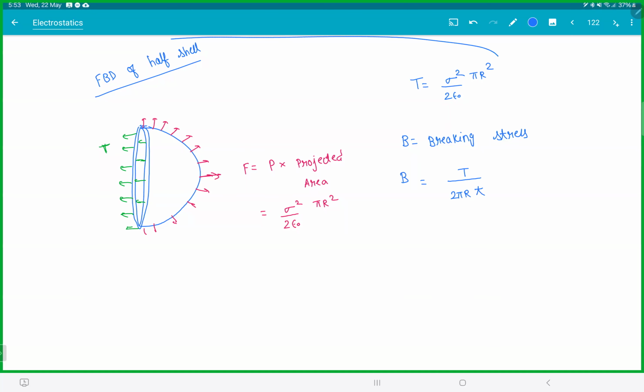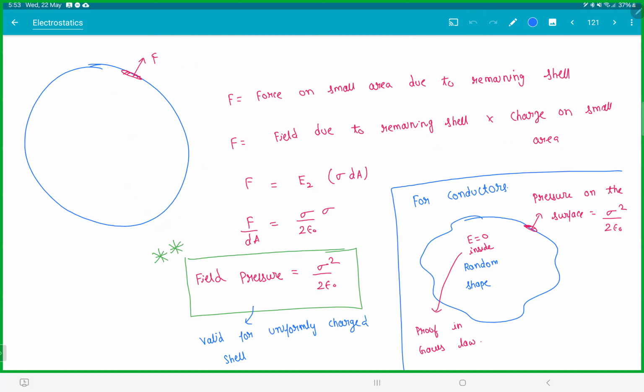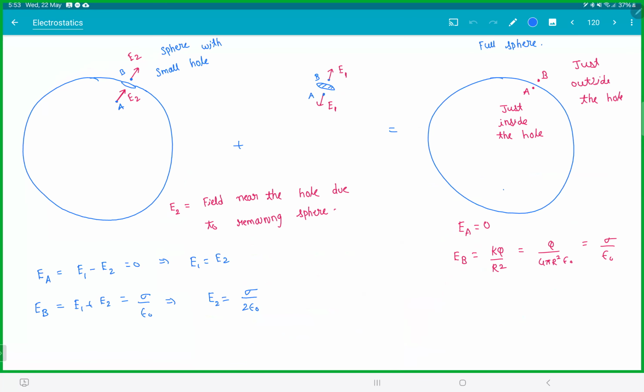So this becomes an electrostatic elasticity question, isn't it? So once you get this point of field pressure, the question simply becomes an elasticity question, a fluid mechanics question. Have a look at this thing. I hope the proof is clear.